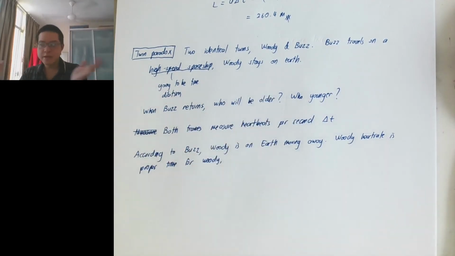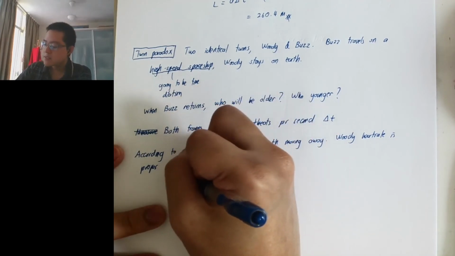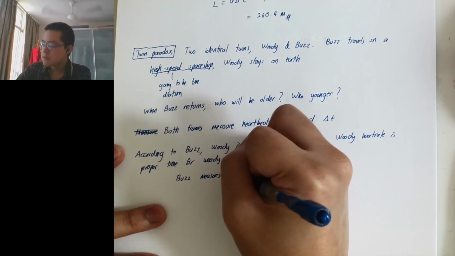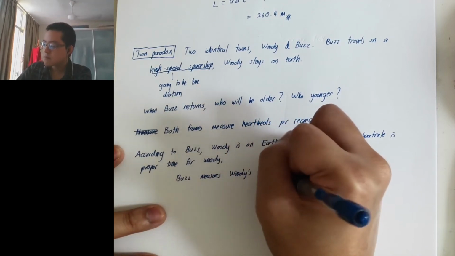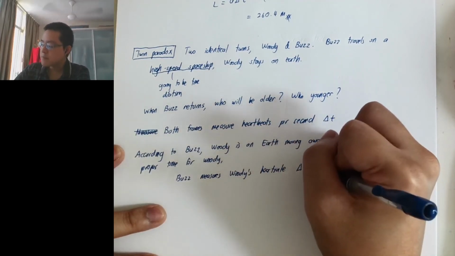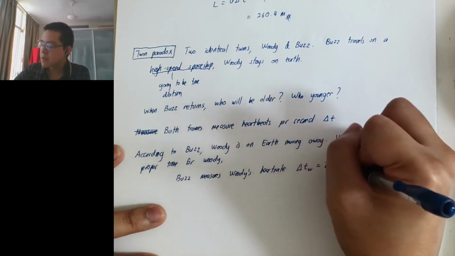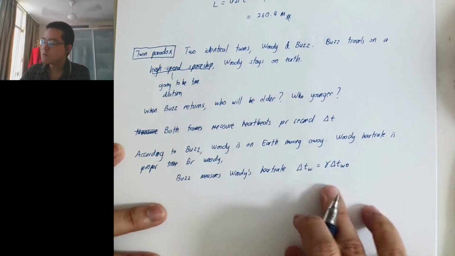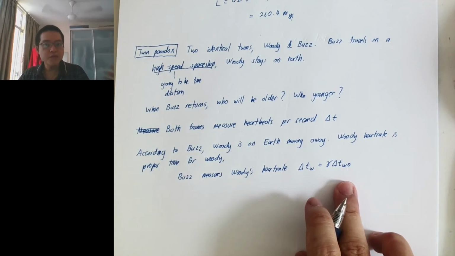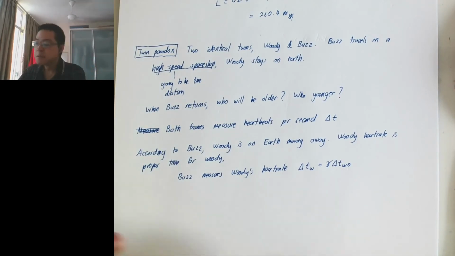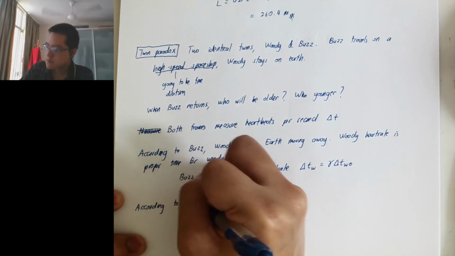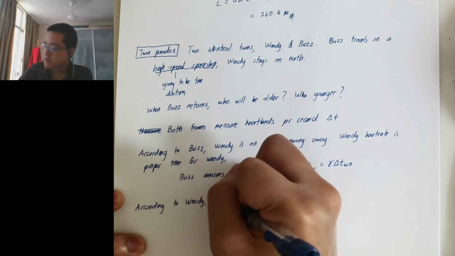So from Buzz's perspective, Buzz measures Woody's heart rate to be delta t, which is going to be gamma delta t Woody, where delta t Woody is the proper time. So from Buzz's perspective, Woody's heart rate is experiencing time dilation. But according to Woody, Buzz is moving.